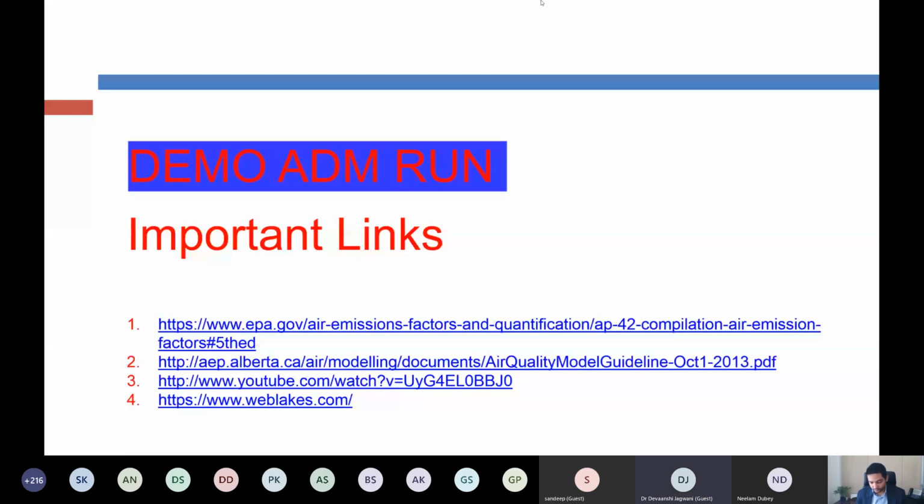Sir, Mr. Soumya has asked a question. Can these instruments measure bacterial population?